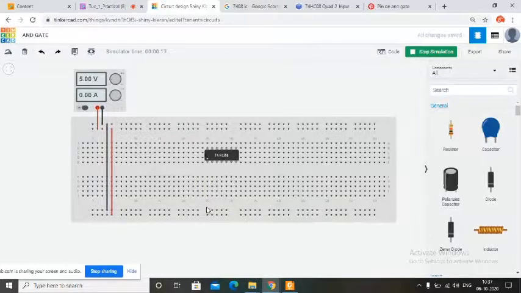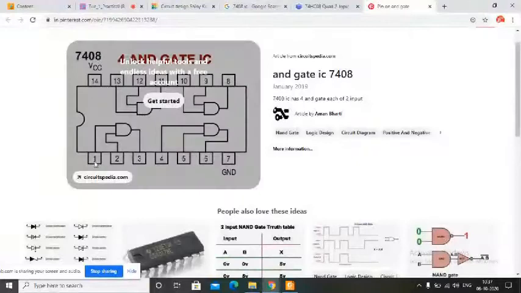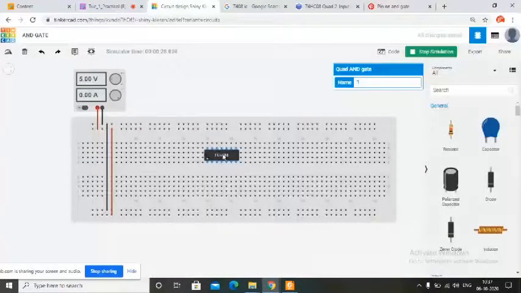You remember the truth table? Actually, I connected it in a wrong way. Can we connect it like this? No, we can't, because these pins will be shorted. Pin number 1 and 14 will be on the same supply, so they will get shorted, right? So how do you basically have to place this? You have to drag it to the center of the board.